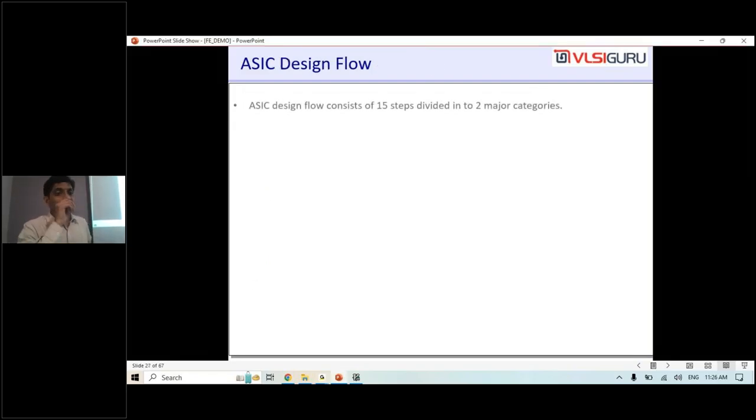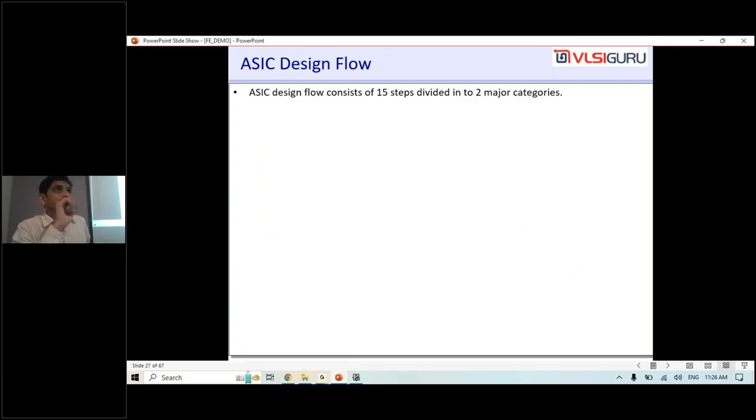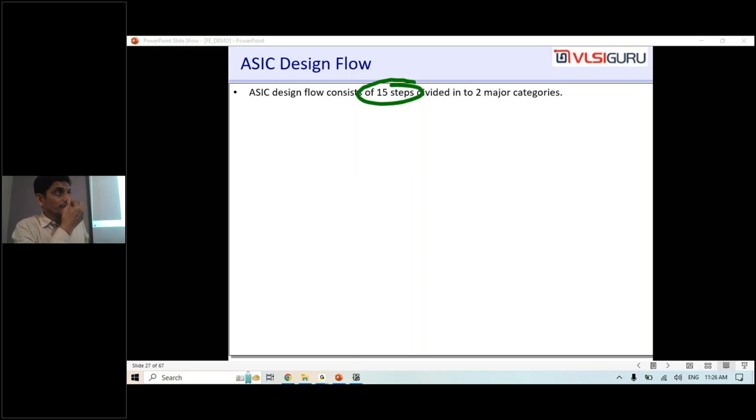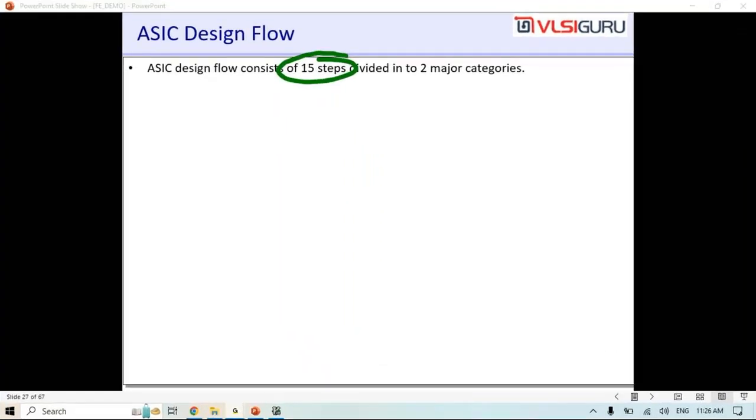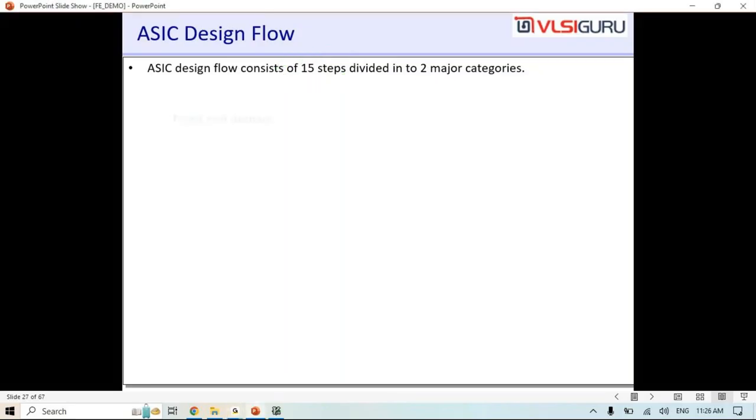Same thing with ASIC design flow also. You can divide it into almost 15 steps. The entire ASIC design flow can be divided into 15 steps, divided majorly into two categories. One is called the front end domain, the other one is called the back end domain. The front end domain starts with what?